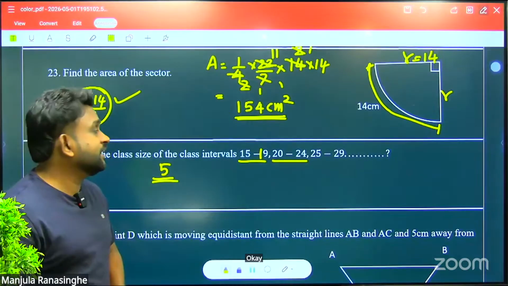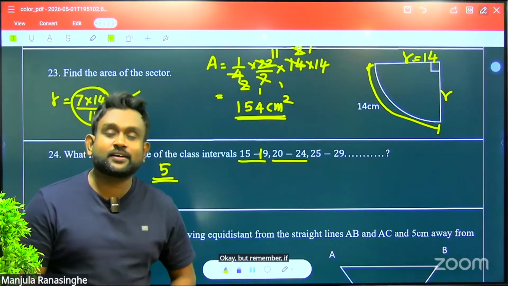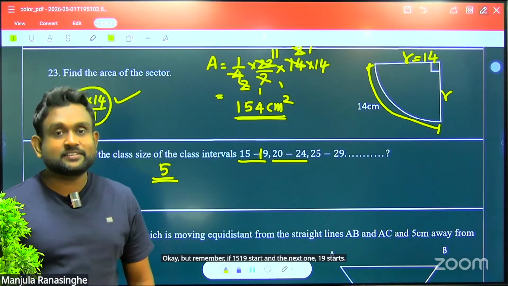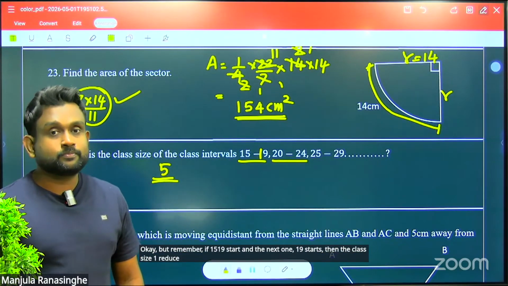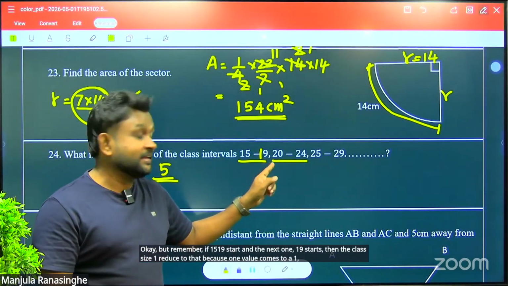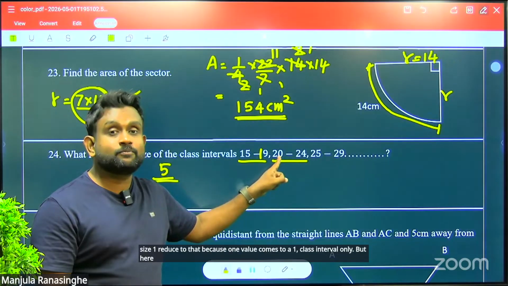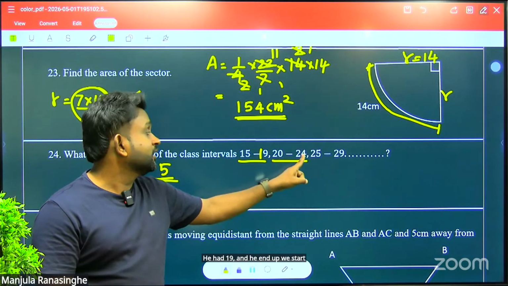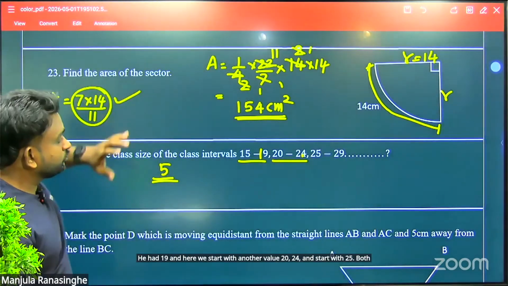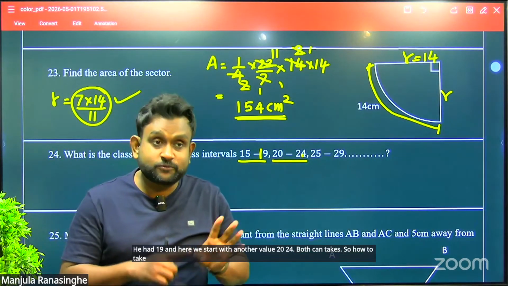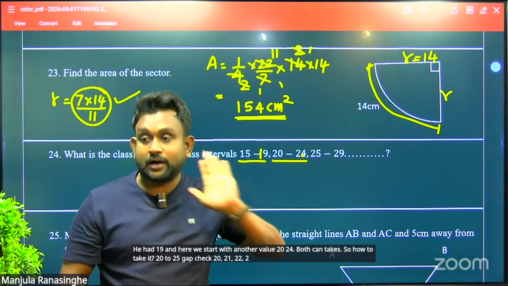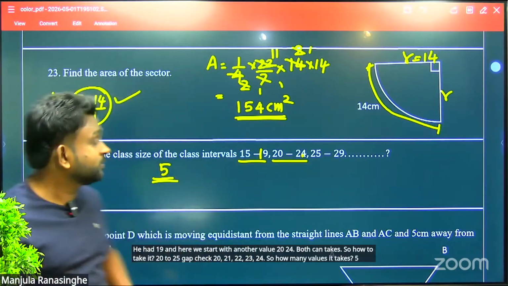But remember, if 15 to 19 is followed by a next interval starting at 19, then the class size is reduced by 1, because one value comes in one class interval only. But here 19 ends and we start with another value, 20 to 24, and then start with 25. Both can be taken. So how to take it? Check the 20 to 25 gap: 20, 21, 22, 23, 24. So how many values does it take? 5.